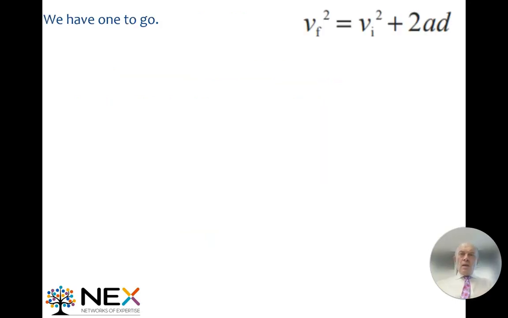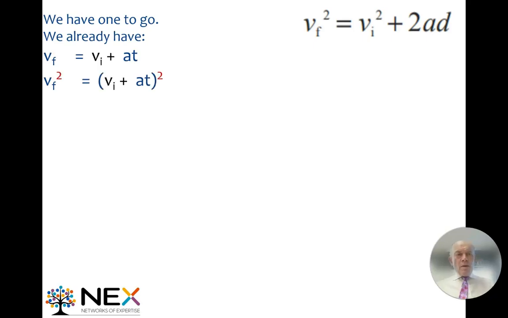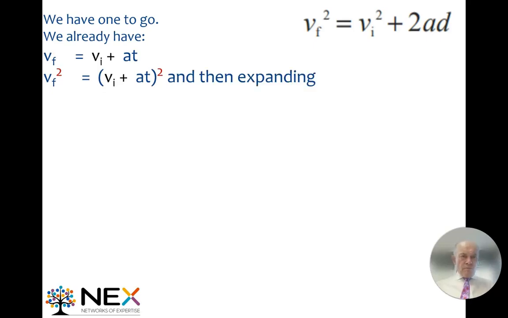We have one to go. We've got to prove this formula here: Vf squared is Vi squared plus 2ad, and the old formula, v squared is equal to u squared plus 2as. We already have Vf equals Vi plus at. If we square both sides completely, not just some of them, square both sides, the left-hand side looks promising. And then we expand it.